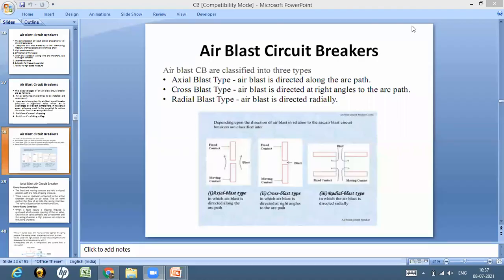So, good morning to all the students who are present here. And today we will discuss the types of air blast circuit breaker.